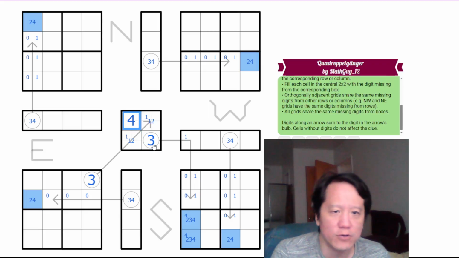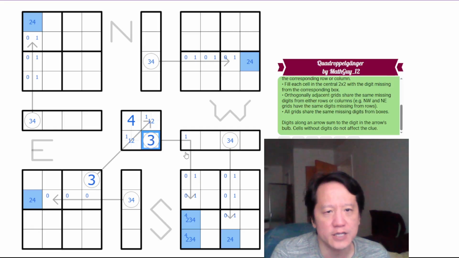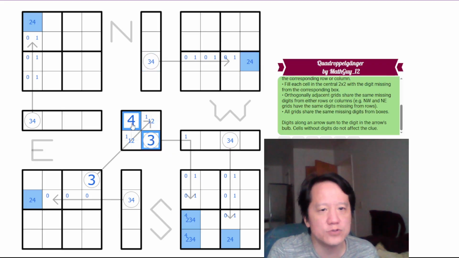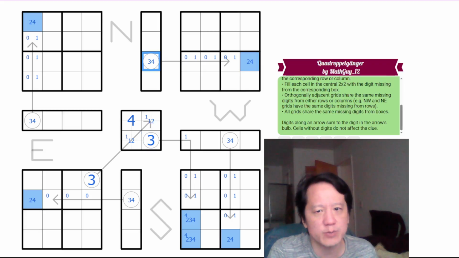So we're missing 4 in the top row and 3 in the bottom. So in the top 2 rows, we're missing a 4. In the bottom 2 rows, we're missing a 3. So this cannot be missing a 4, it's missing a 3. This can't be missing a 3, it's missing a 4.